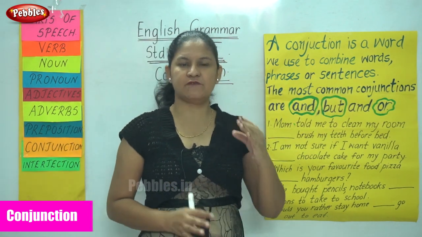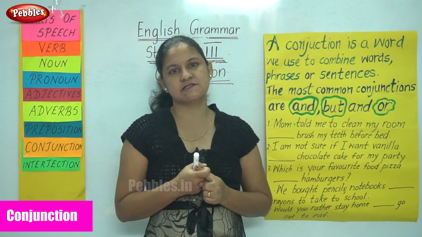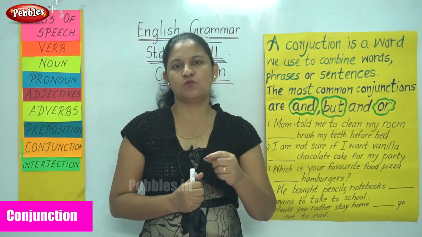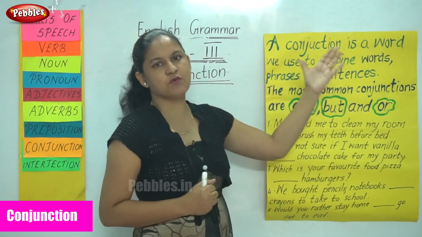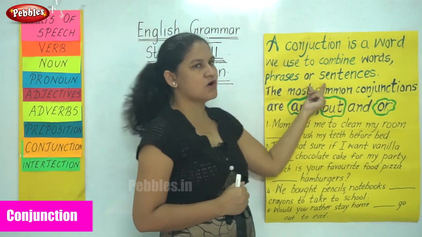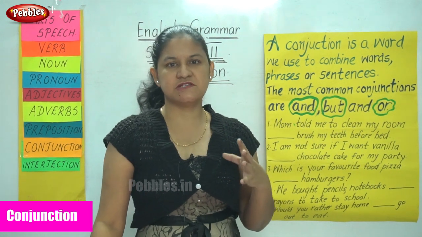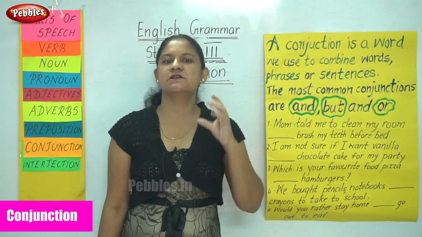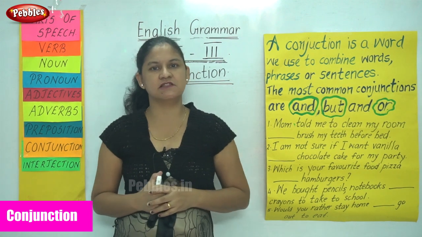Say, for example, we have two separate sentences and we want to make them one sentence. Then we use a word to connect both the sentences, and that word is called a conjunction. A conjunction is a word we use to combine words, phrases or sentences. When we say bat, ball and we want to say them together, we say bat and ball. So the word and, which is used to combine both the words bat and ball, is the conjunction in the sentence.